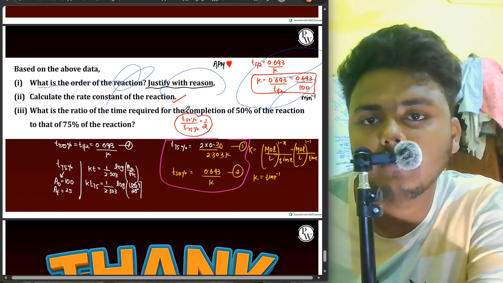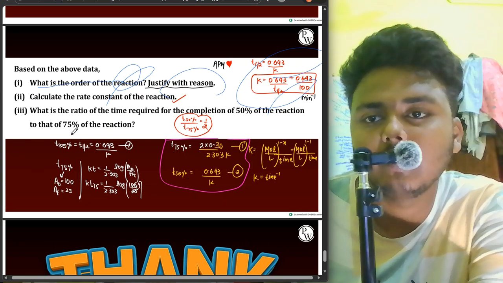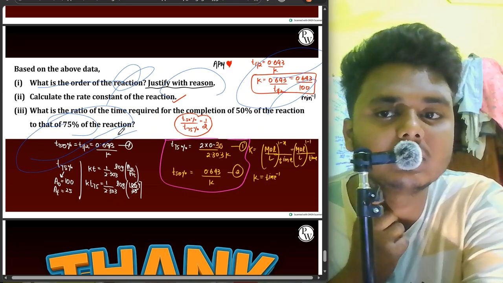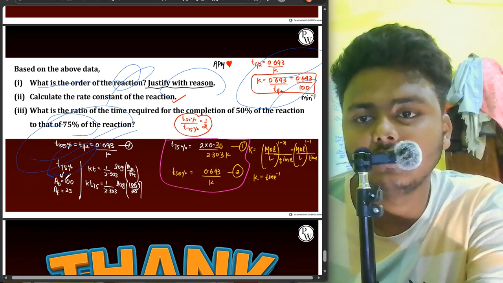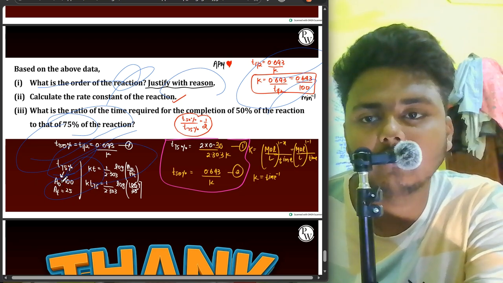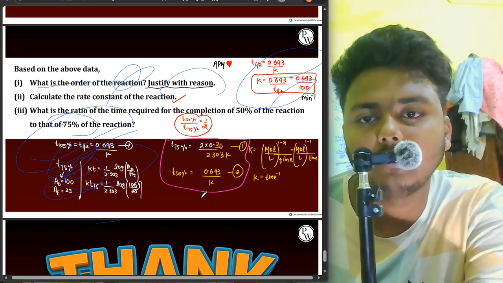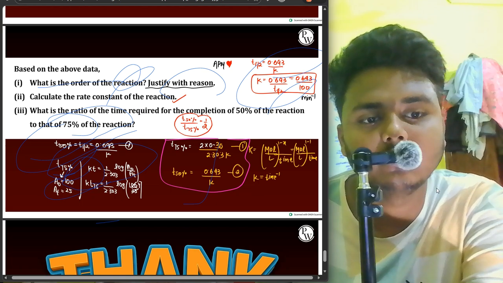What is the ratio of the time required for completion of 50% of the reaction to that of 75% of the reaction? It should be t50. We are going to calculate t50 as 0.693 upon k. This is the first equation, and then there should be t75, where a naught upon a is 125, and also find kt and kt75. The k is equal to inverse of time.